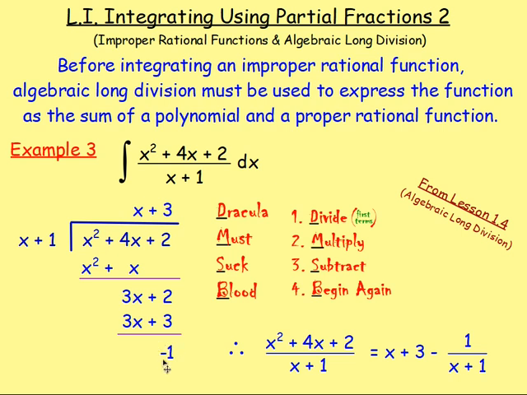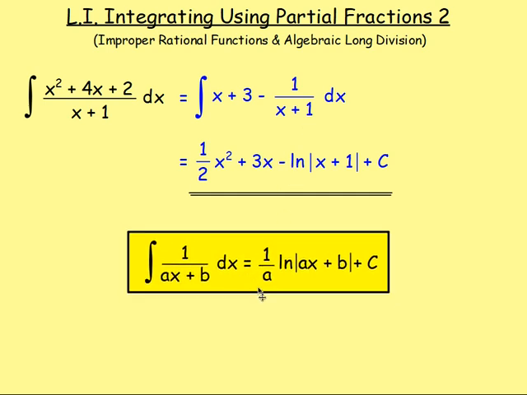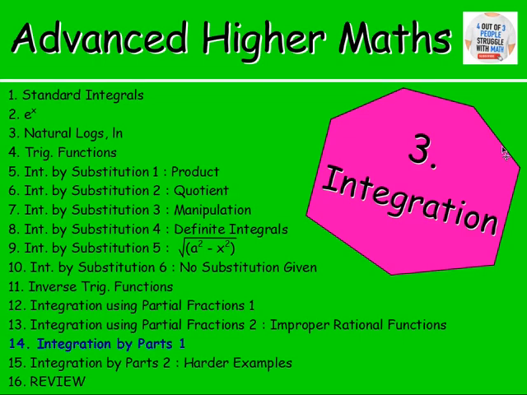Because you've got -1, you can say it's take away 1 over, and the divisor remains the same. You're rewriting it in that form because it makes it dead easy to integrate that. If you integrate x, simple. Integrate 3, simple. Integrate -1 over x plus 1, well, negative stays, and 1 over x plus 1, simple. You're just applying this rule here.